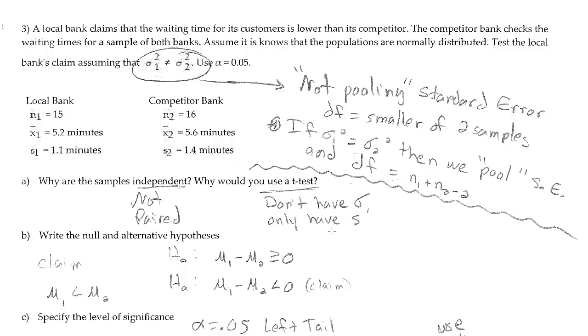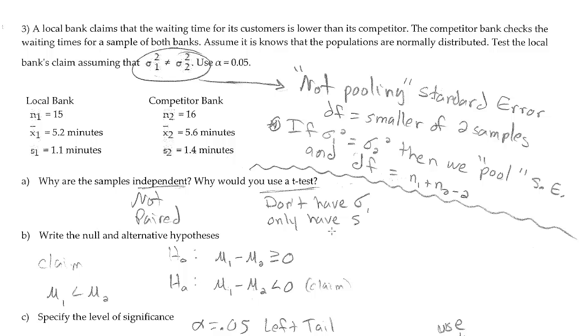Okay, so again, why are these two samples independent? We're basically assuming that the customers in the local bank are different than the customers in the competitor bank. They're not related, they don't know each other, they're not the same. So we have independent samples here.